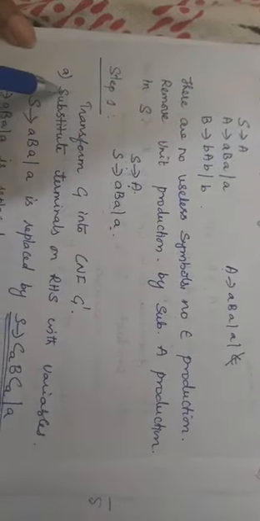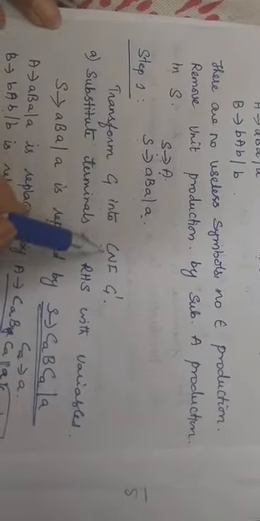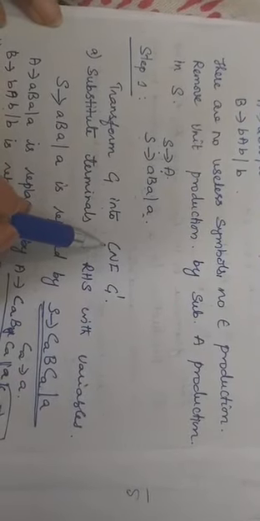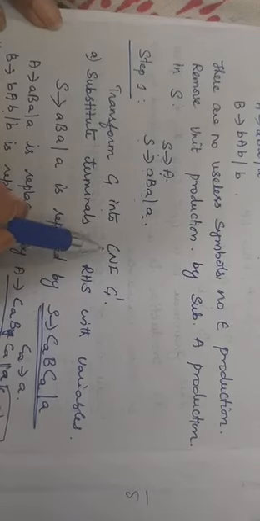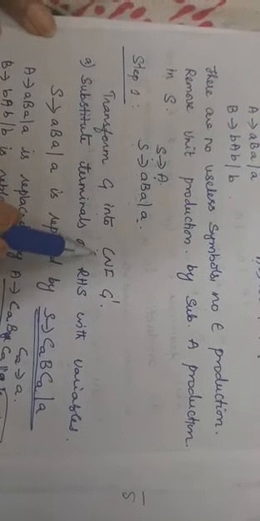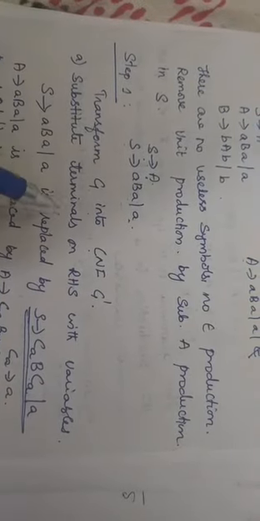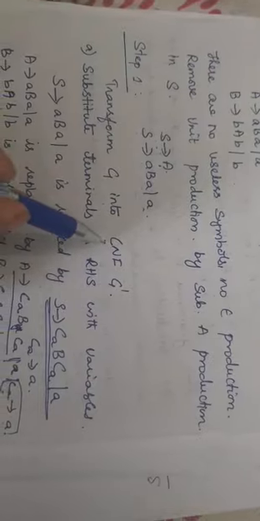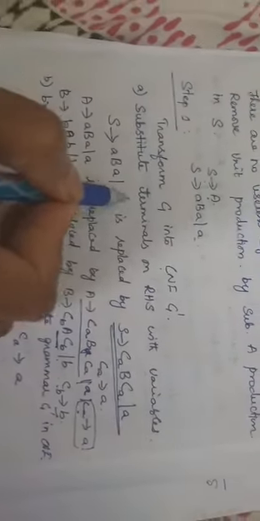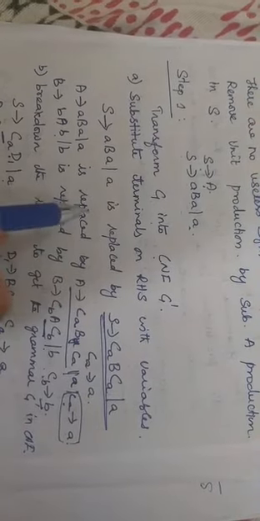Now step 1 is to transform G into CNF. When we convert to GNF, the first step is to convert the grammar into CNF and then to GNF. So first we convert to CNF. What is the first step in CNF conversion? Substitute the terminals on the right hand side with variables. Whatever terminals are on the right hand side have to be converted into variables.